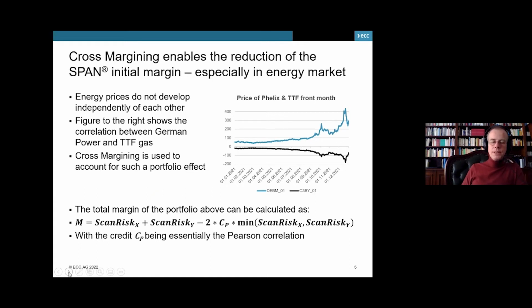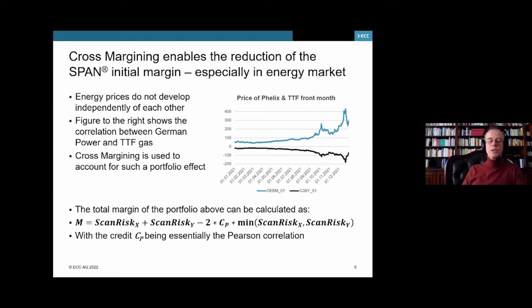So why do we do these inter-commodity spreads? Here shown in the graphics is the chart for the front month of German baseload power against TTF front month. TTF is shown with a negative sign because the idea here was to have a long position in German power and short position in TTF. So here you can see whenever the one contract increases in price, the other also increases. Because it's a short position, you have a decrease in the value of the portfolio, so that compensates each other. And it would not be fair now to charge just the scan risk or the sum of all the scan risks. You have to consider the correlation between those 2 contracts.